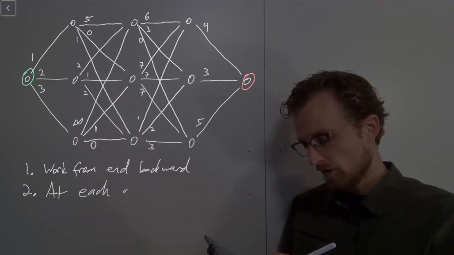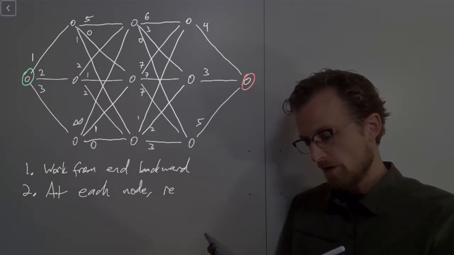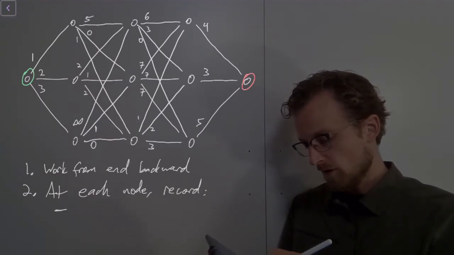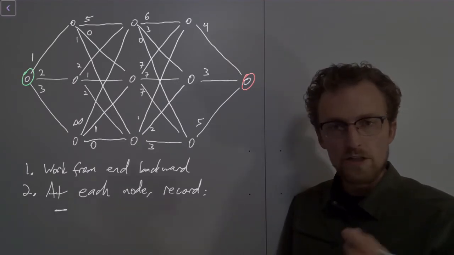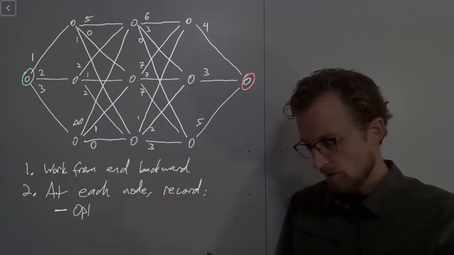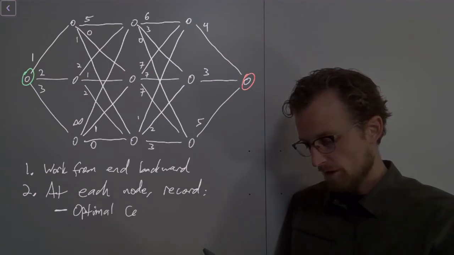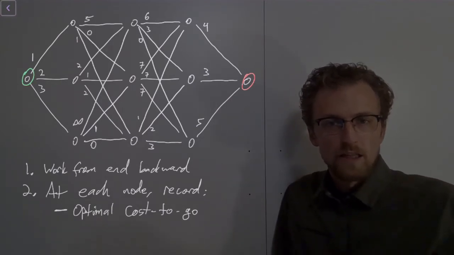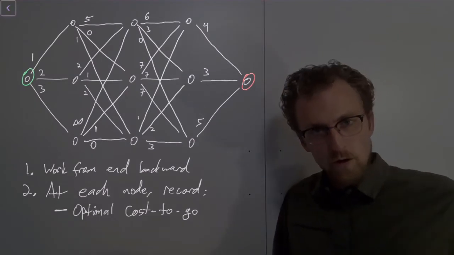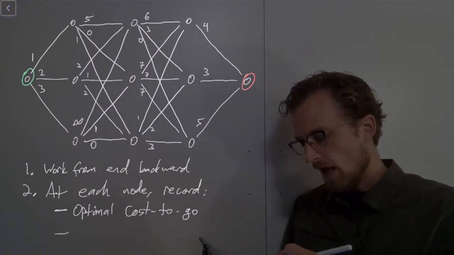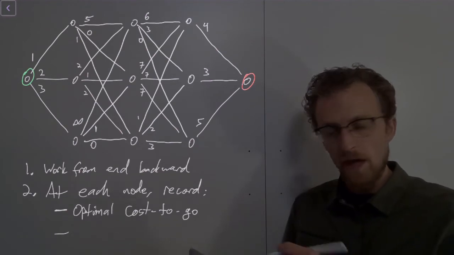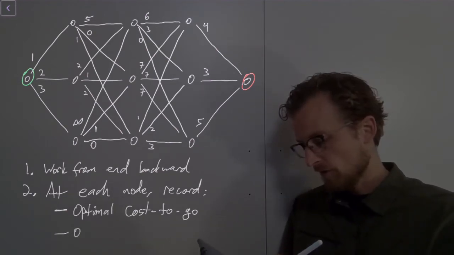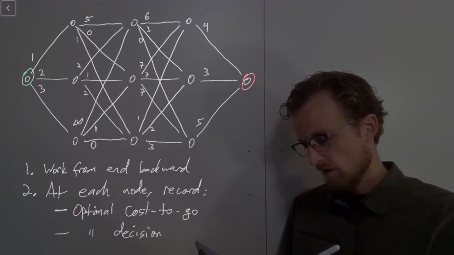At each node, record first the optimal cost, and we'll call this the optimal cost to go. The cost to go is the length of the shortest path from that node all the way to the end. And second, the optimal decision to make at that node.